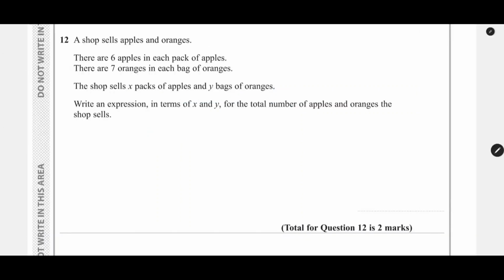Question 12 says a shop sells apples and oranges. There are 6 apples in each pack of apples. There are 7 oranges in each bag of oranges. The shop sells X packs of apples and Y bags of oranges. Write an expression in terms of X and Y for the total number of apples and oranges this shop sells. Well, let's call apples X and we'll call oranges Y. There are 6 apples in one pack of apples, and there are 7 oranges in one bag of oranges, and so that's Y. And so our expression is 6x plus 7y.